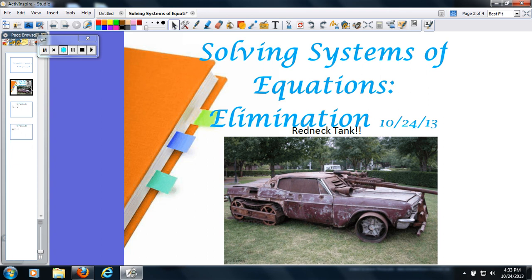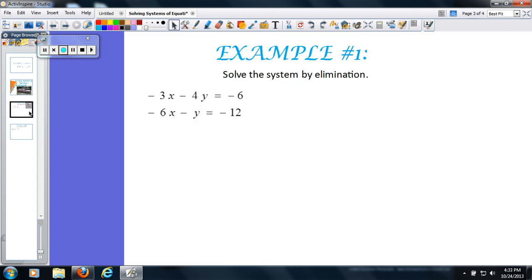We're going to be looking at solving systems of equations, and we're going to move into another method of doing that called elimination. Let's go ahead and get started. You have negative 3x minus 4y equals negative 6, and negative 6x minus y equals negative 12.